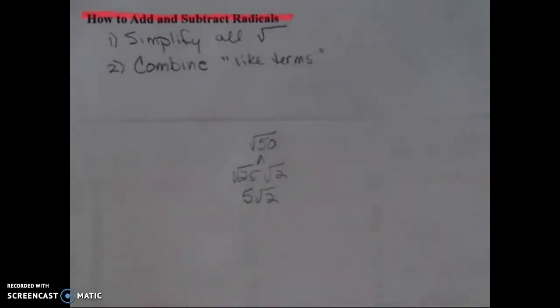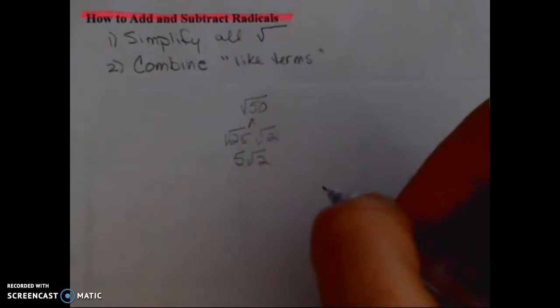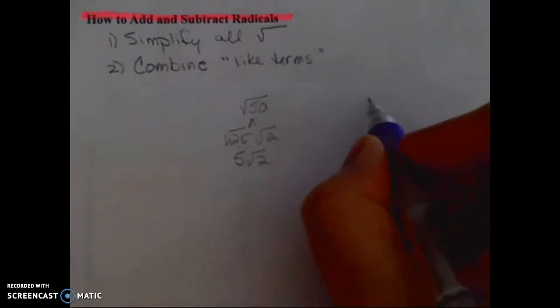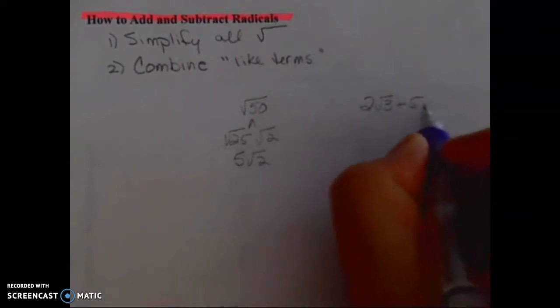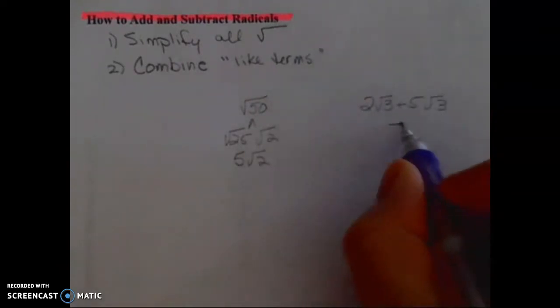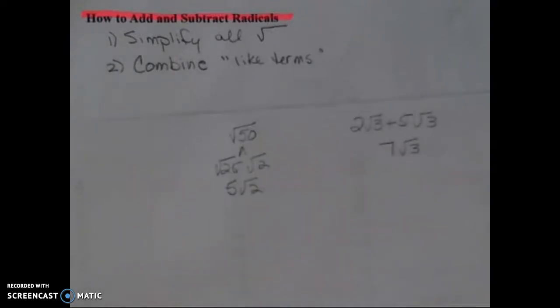Step 2, you are going to combine like terms. Like terms are terms that have the same radical. For example, if I have 2 root 3 and 5 root 3, that gets me 7 root 3. It's as easy as that. Okay, this is going to be a quick one.